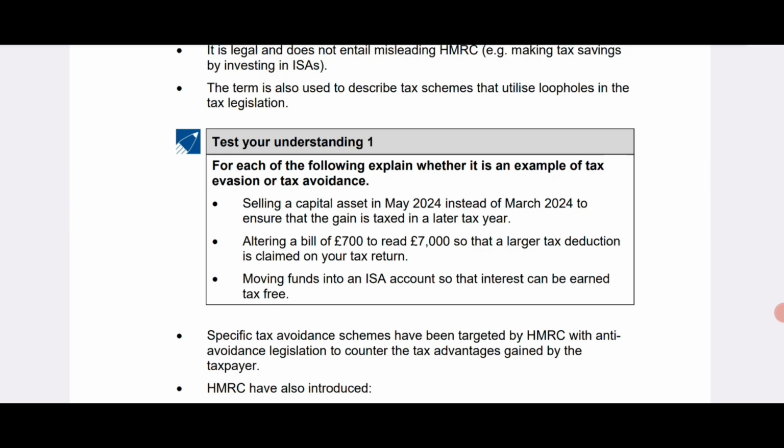Second, altering a bill of 700 to read 7,000 so that a large tax deduction is claimed in your tax return. This is tax evasion. This is illegal; you are submitting false information. Third, moving funds into an ISA account so that interest can be earned tax free. This is also an example of tax avoidance. They just invest their money in government-approved funds, and they get tax free returns.